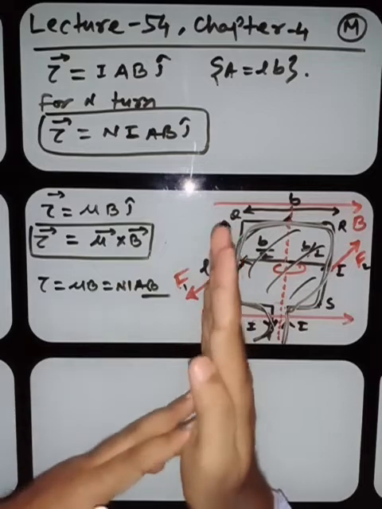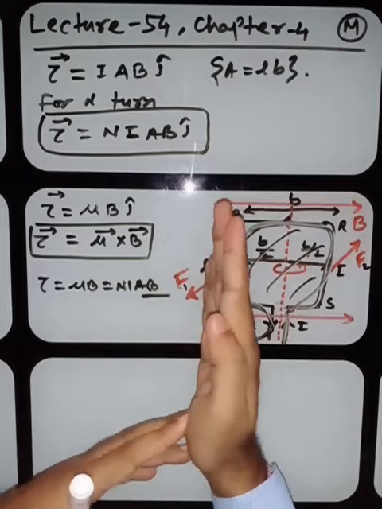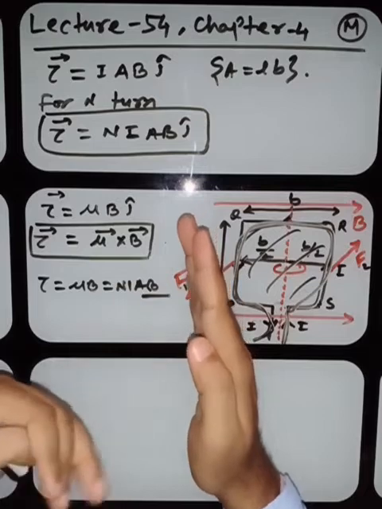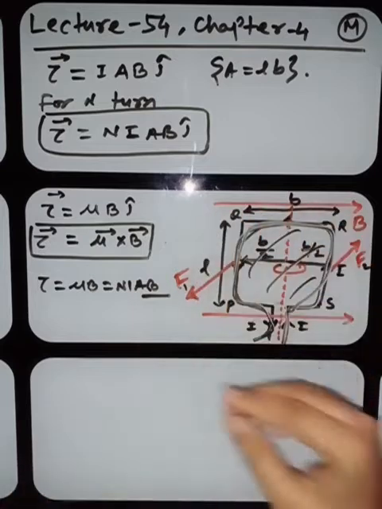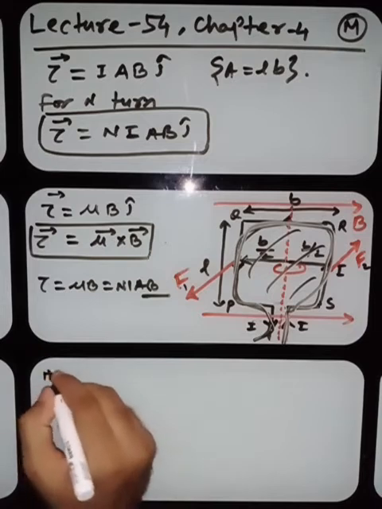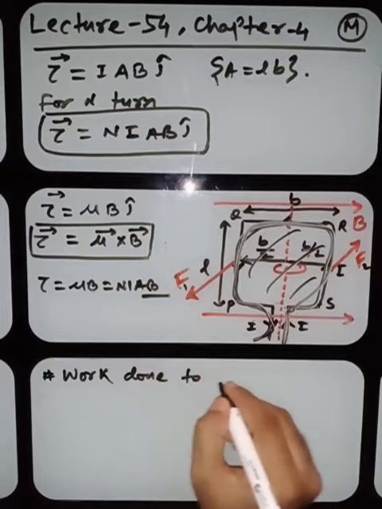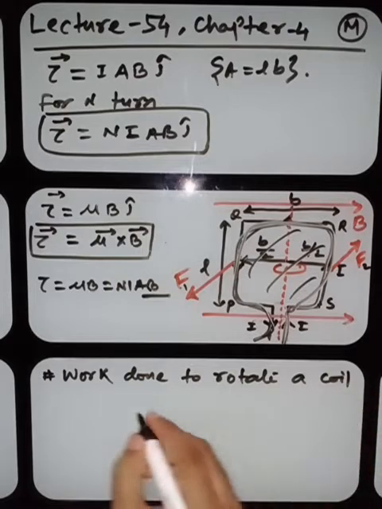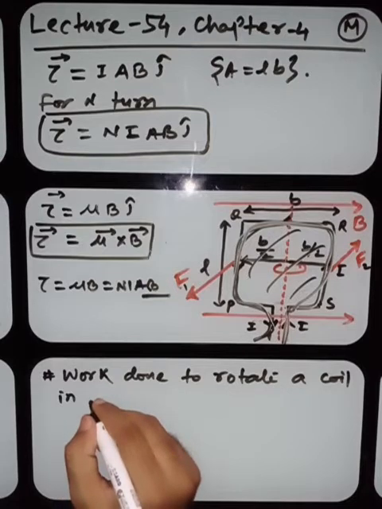Now from its equilibrium position, if you want to disturb this coil, it means we have to do some work to rotate this coil. We are going to find what amount of work we have to do to rotate this coil by theta angle, by a certain angle. So our next topic will be work done to rotate a coil in uniform magnetic field.